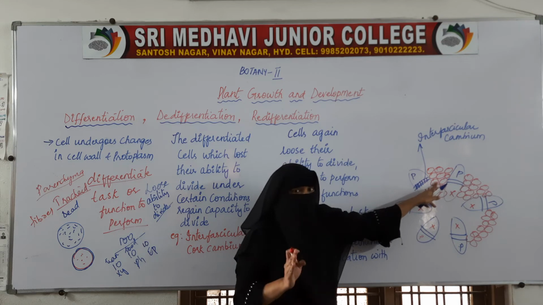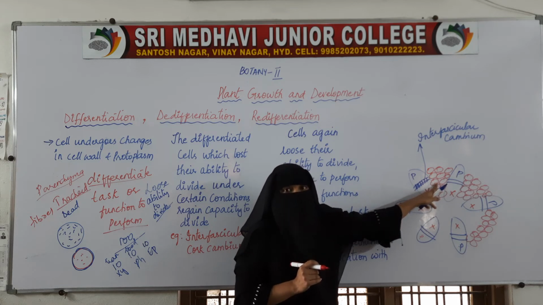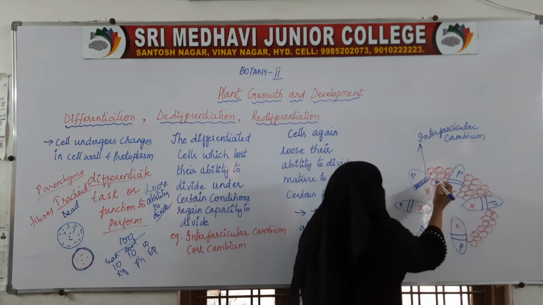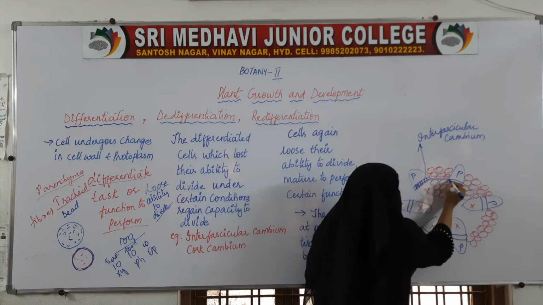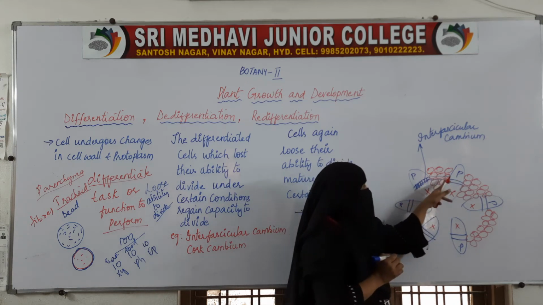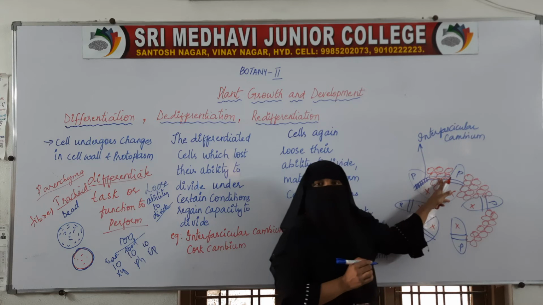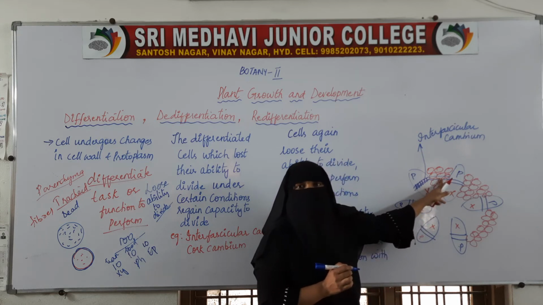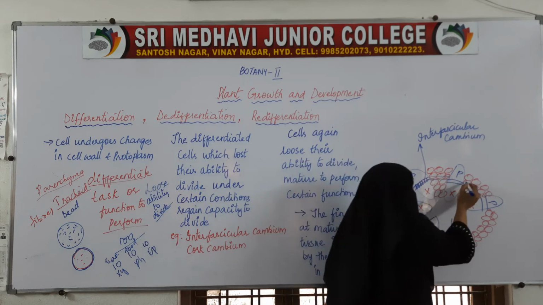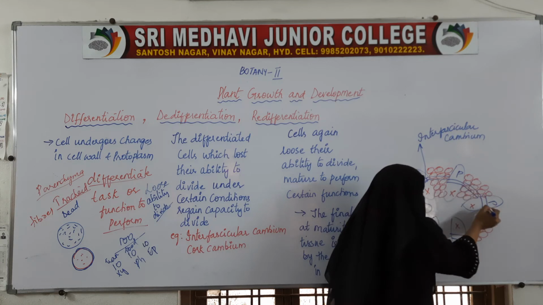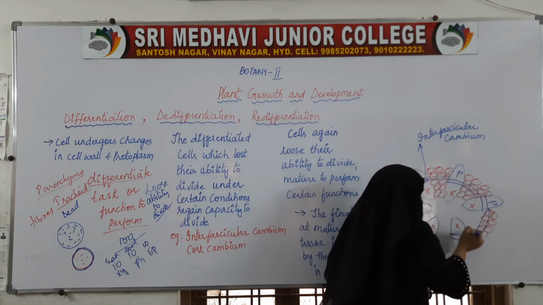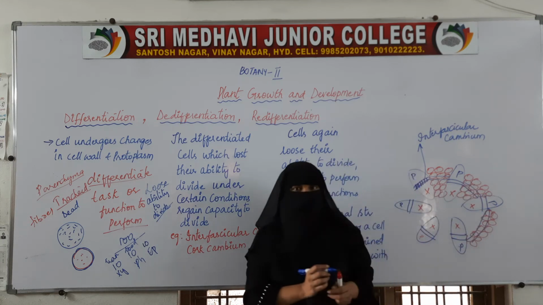Now parenchyma, when they have differentiated, they lose their ability to divide. But sometimes what happens is, few of the parenchymatous cells, not all, which have lost their ability to divide, they will again become meristematic.